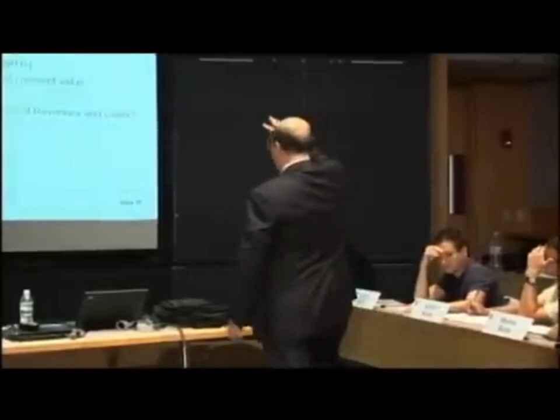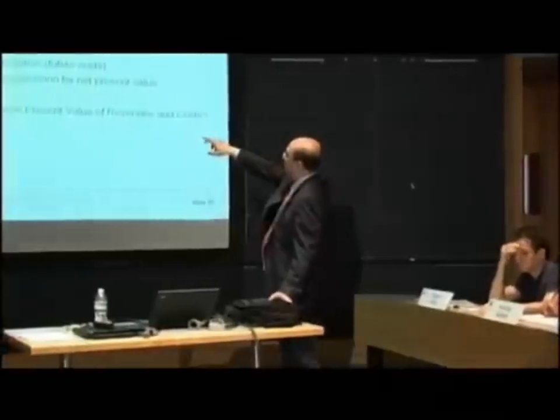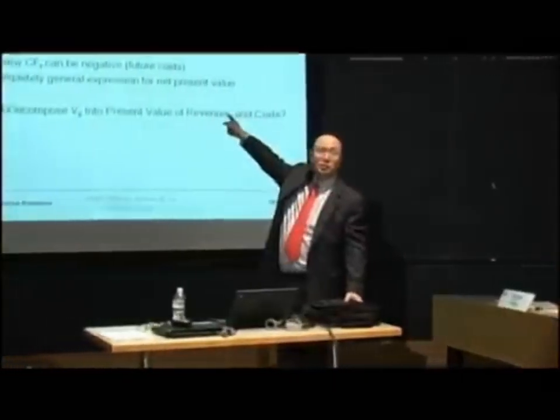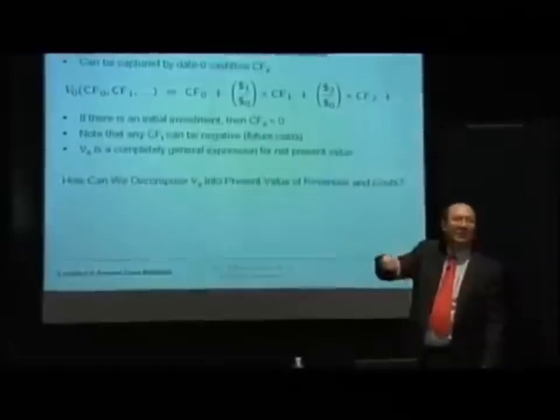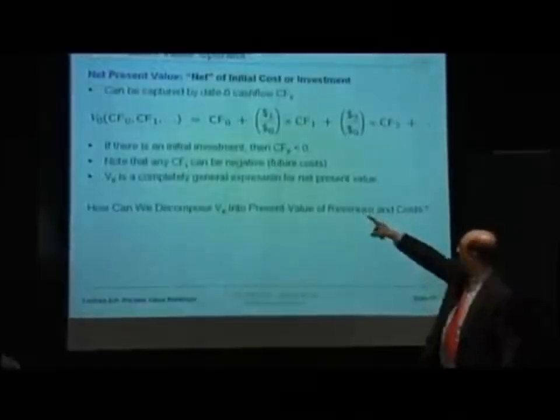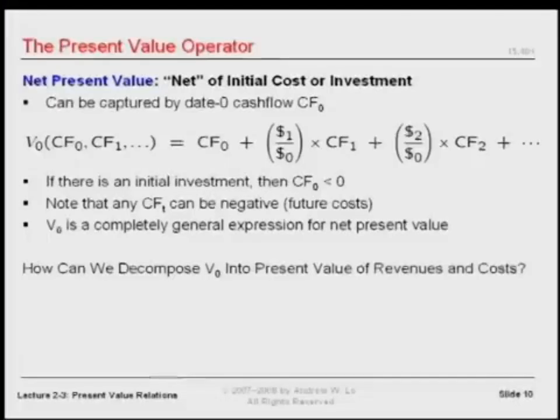Okay? So V sub 0 is equal to CF0. Notice there's no exchange rate because we're doing it in today's dollars. So that's the base currency. Plus the cash flow tomorrow multiplied by the exchange rate between dollars tomorrow and dollars today, and so on.